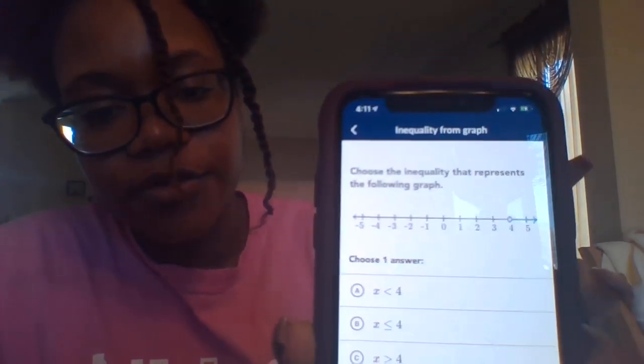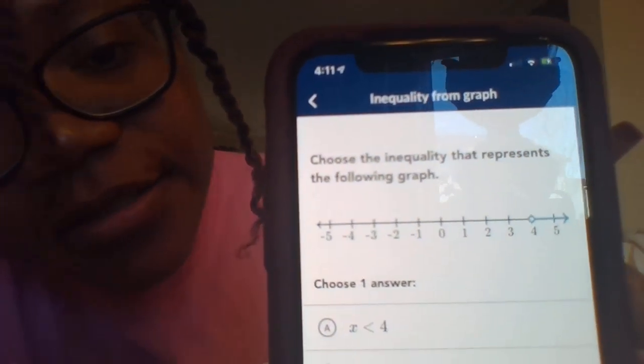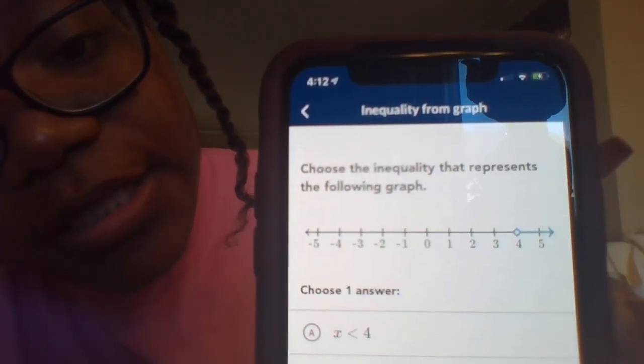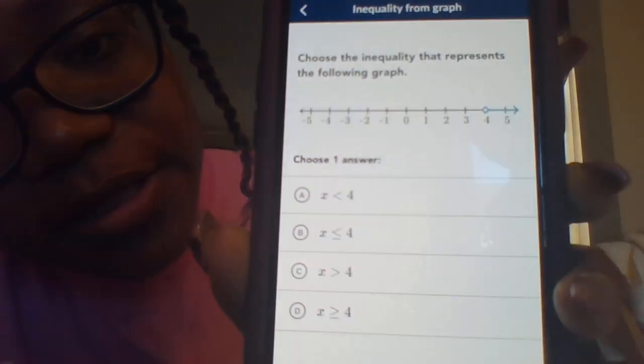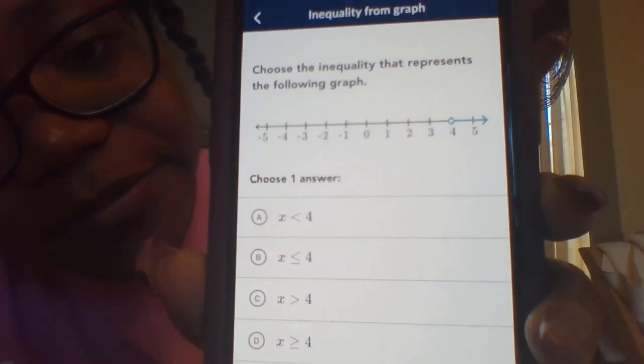So now we're going to look at the next set. The next set for algebra is writing the inequality from the graph. So let's see what that looks like. Okay. So we're given this graph, and it says, choose the inequality that represents the following graph. Please keep in mind I read that backwards, so I'm kind of awesome.